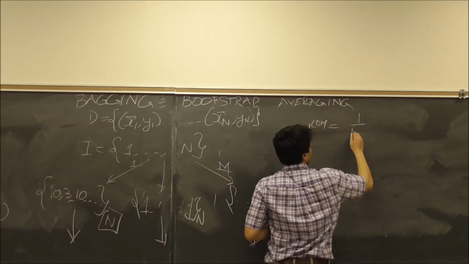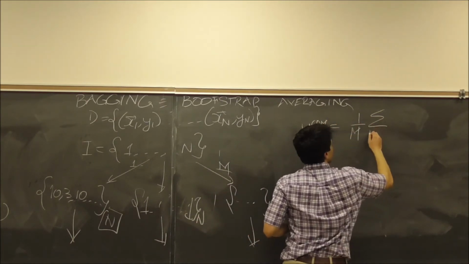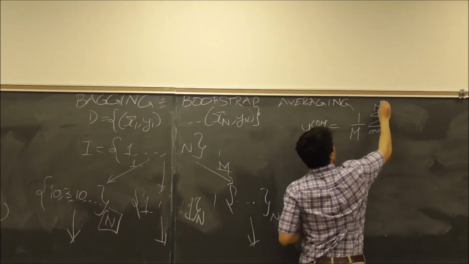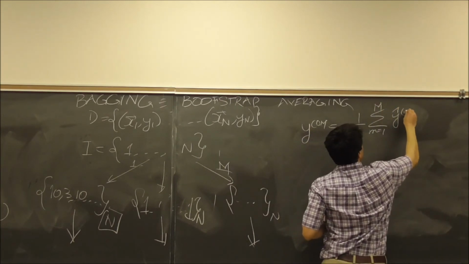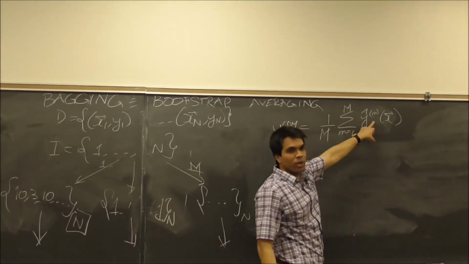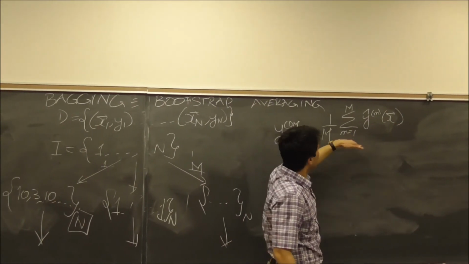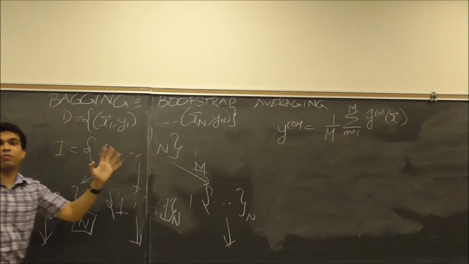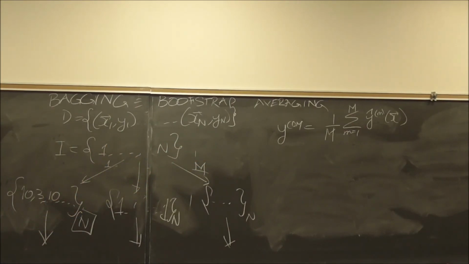If you're doing regression, then you compute 1 over m, the sum over m equals 1 to M, of y hat m of x. So x is your input, each one of your classifiers gives you something, then you just average them. This is for regression. So the repeated data point doesn't really change anything for regression? Actually, the repeated data point does change something for regression.